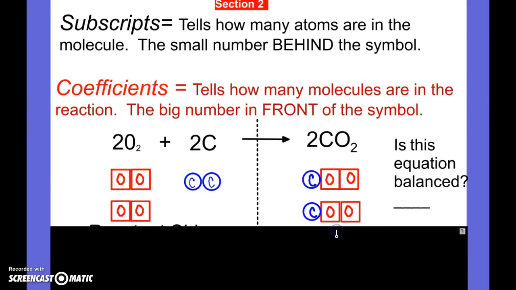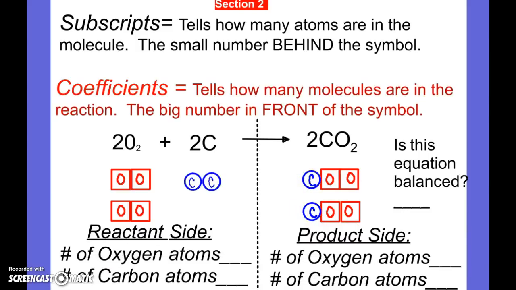If we were to draw it, 2 oxygen atoms, and I just drew them as squares so that we could see the difference between the carbon atoms and the oxygen atoms. 2 carbon atoms, but that's a molecule of oxygen, but we have to draw it 2 times because of that coefficient there. And if we were to draw the 2 carbon atoms, it would look like this. And then CO2 means C, O, O, but we have to draw it 2 times because of the coefficient.